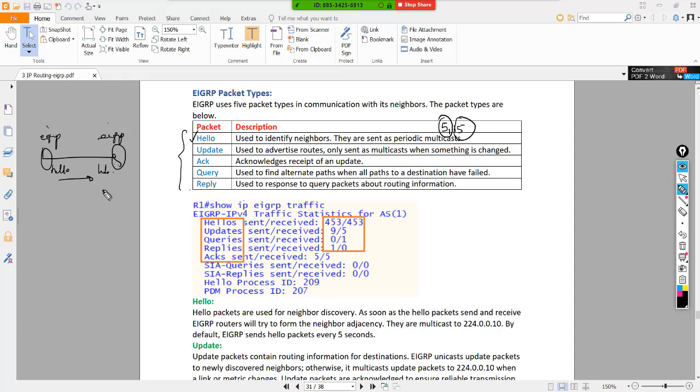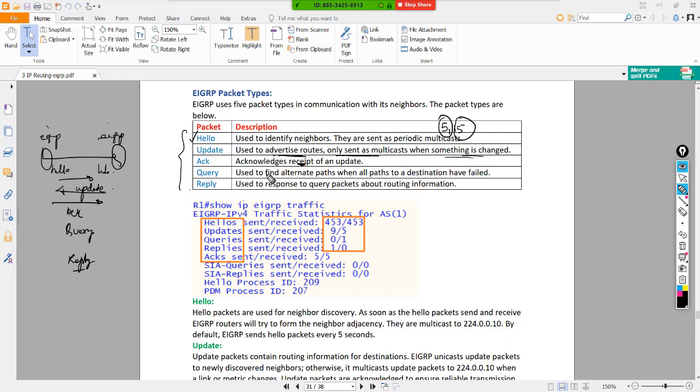Apart from that, we also will see the update packet. The update is to advertise the route, and it is only sent as multicast when something has changed. We have acknowledgement. For any update, there will be an acknowledgement back, so that's just a receipt kind of packet. And then we have a query packet, and we also have a reply packet.